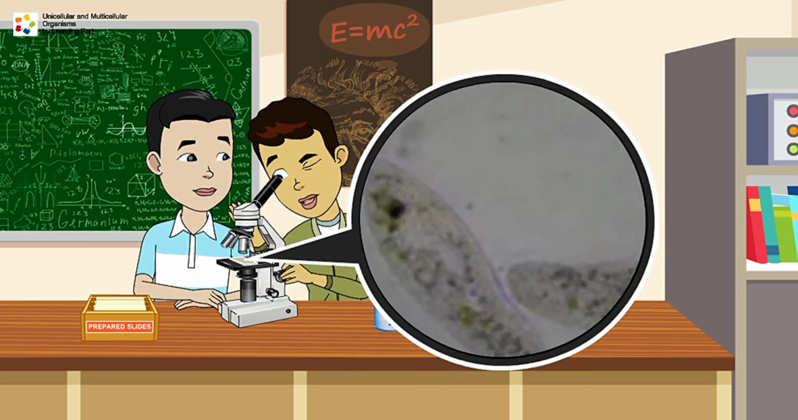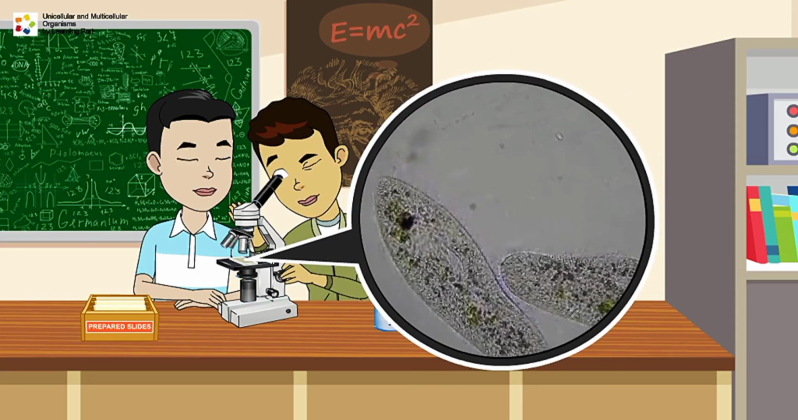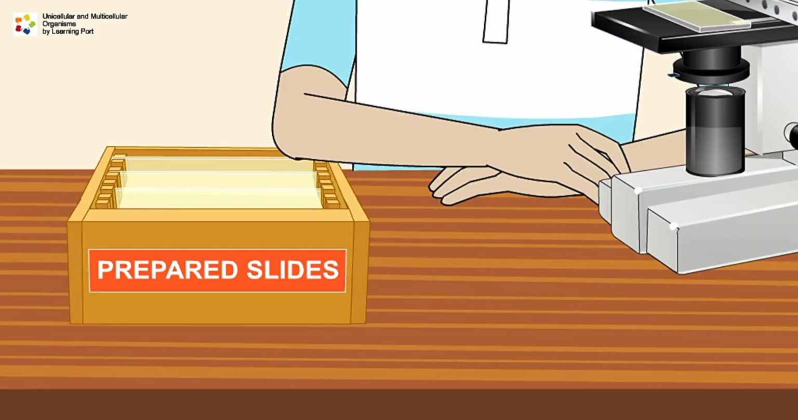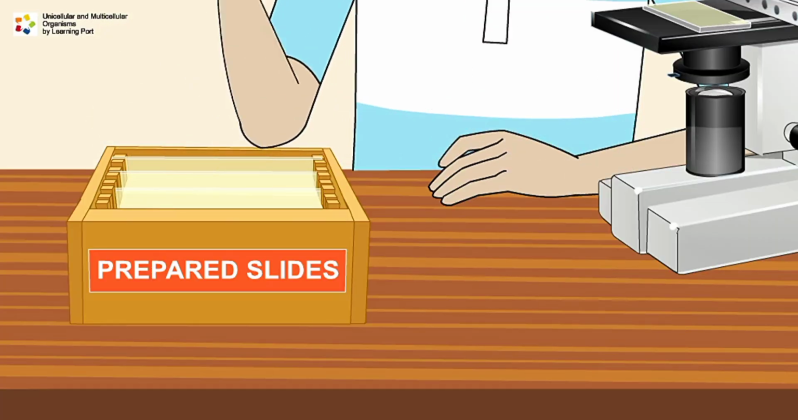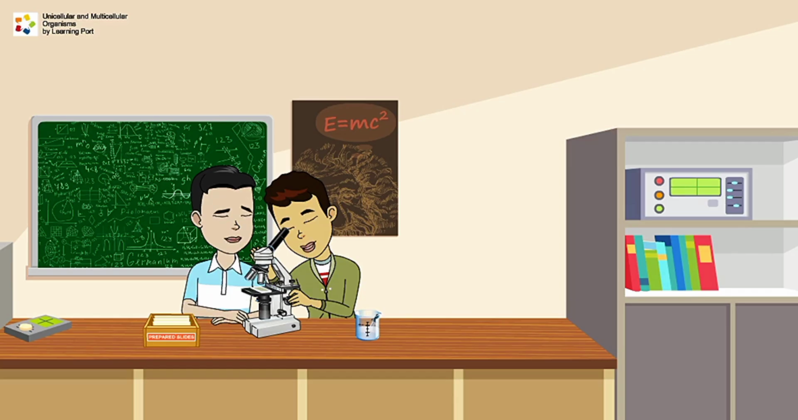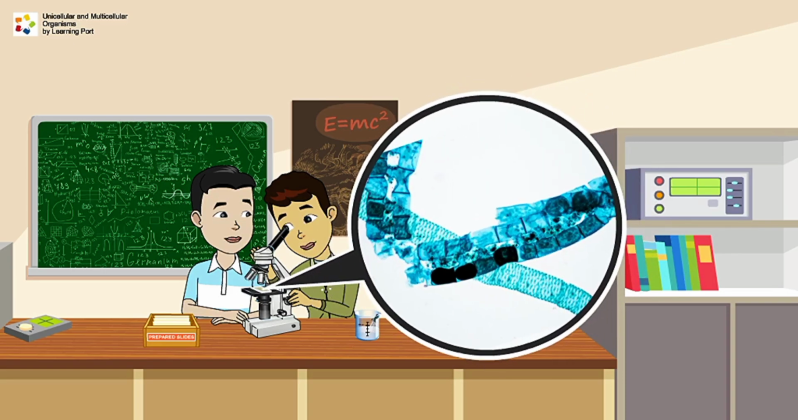Wow, Michael, these are parameciums, and they are moving, says Eddie. My dad also bought me a box of prepared slides, says Michael. Let's examine one more slide under the microscope. Michael, these look like spirogyras, explains Eddie. Yes, you're right, Eddie, says Michael. But what's the difference between paramecium and spirogyra?